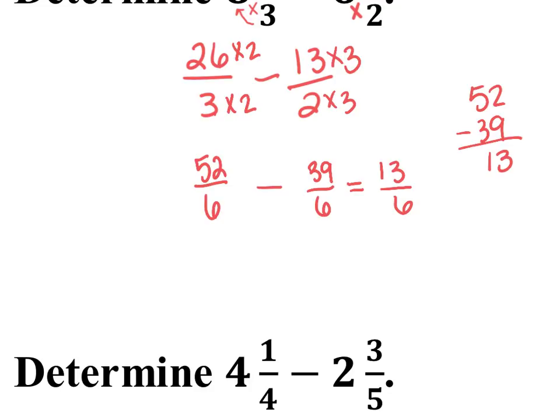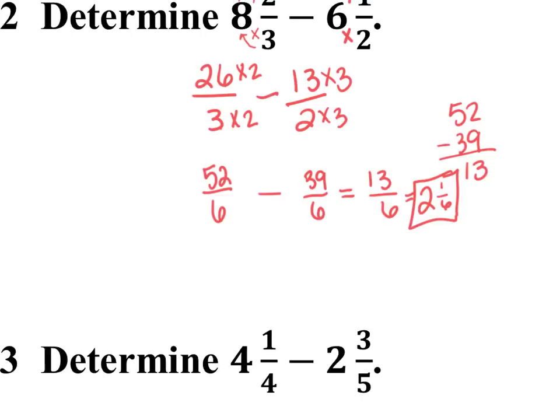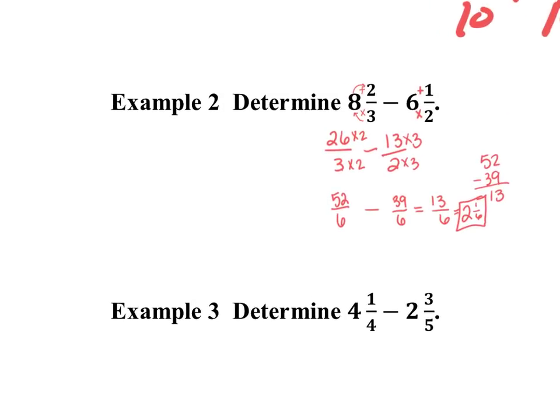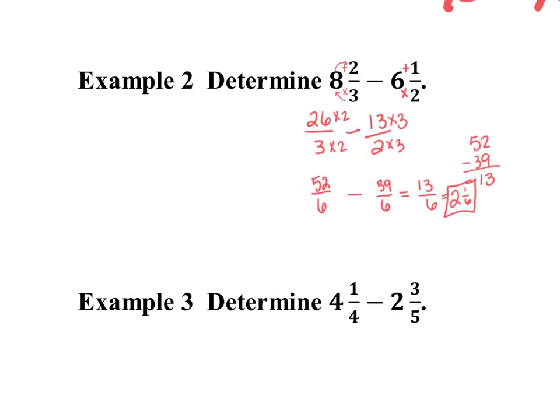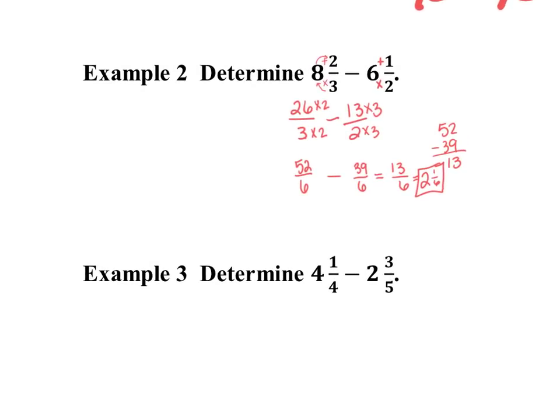So I have to simplify that. 6 can go into 13 2 times with 1 left over, and we put it over my original denominator, which is 1/6. So our answer for example 2 is 2 and 1/6. Same thing goes for this one. That's a simple way. I'm going to show you, I don't want you to write this down, but I'm going to show you how I would do it.